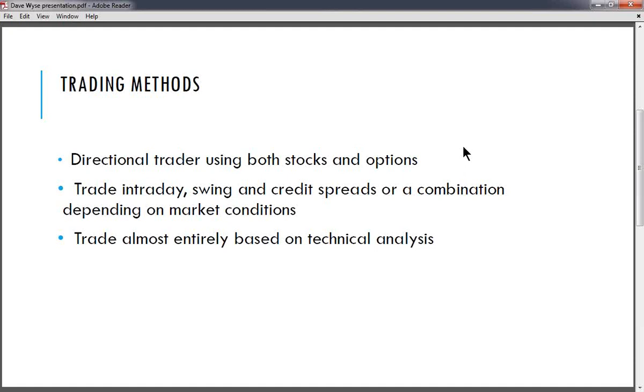This is the methods that I use. I'm what's called a directional trader, the same as Pete, which means I typically don't do things like you might have heard about, like iron condors and strangles and straddles. I'm basically depending on getting the market direction correct.